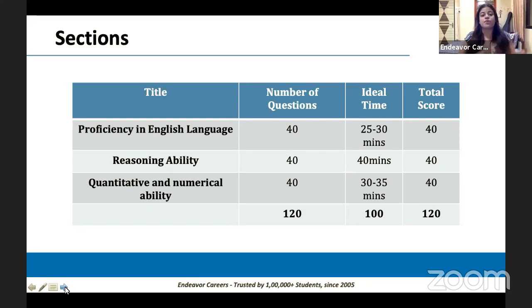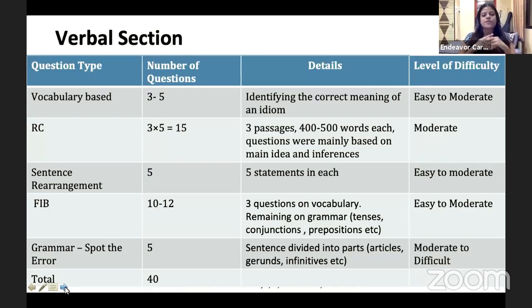You might not be able to give full focus there, right? So 30 minutes should be sufficient. Talking about the types of questions that came in the paper, let's start with vocabulary. There were around 3 to 5 questions of vocabulary in today's paper.